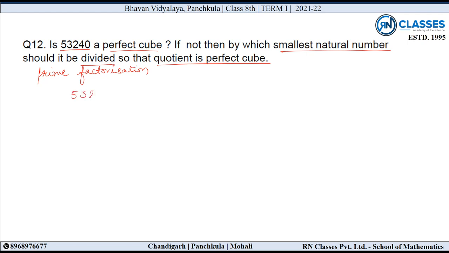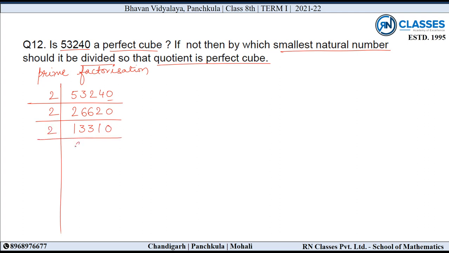5, 3, 2, 4, 0. Prime factorization. Even number, it is divisible by 2. 2, 6, 6, 2, 0. Again an even number, divisible by 2. So, 1, 3, 3, 1, 0. Again an even number divisible by 2, you will get 6, 6, 5, 5. Now, is it divisible by 2? No. It is divisible by 5. You will get 1, 3, 3, 1. A very nice number. Divisible by 11.